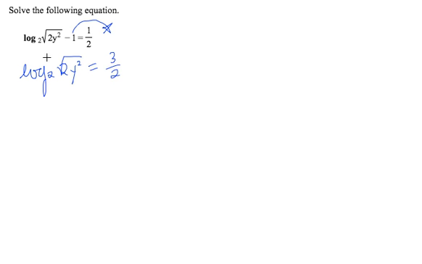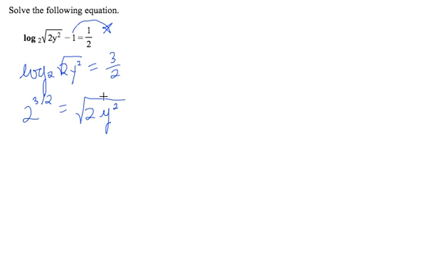Okay, so now we have log base 2 of this radical equals 3 halves. There's nothing else to simplify, so we can go ahead and write it in exponential form. So we start with the base 2 to the power of 3 halves equals that square root of 2y squared. Okay, we need to solve this equation.